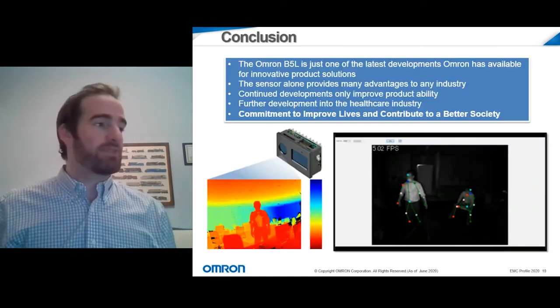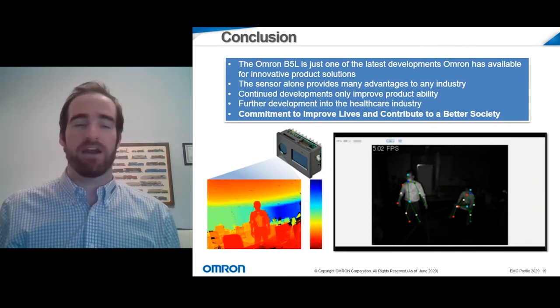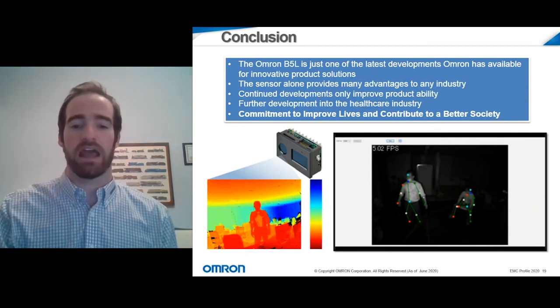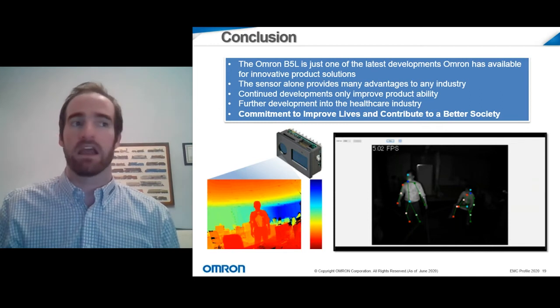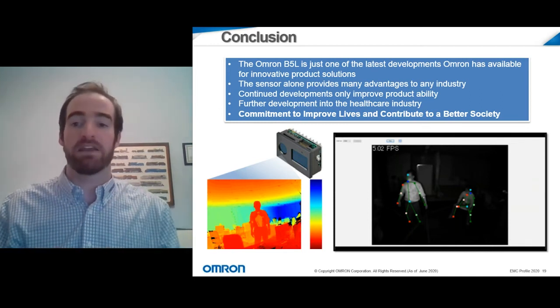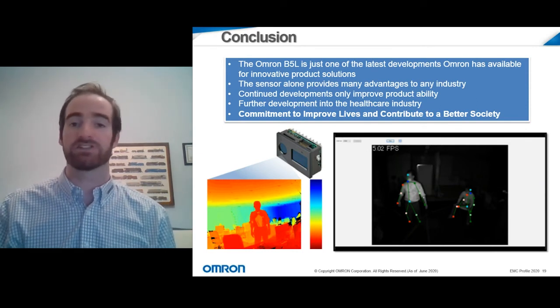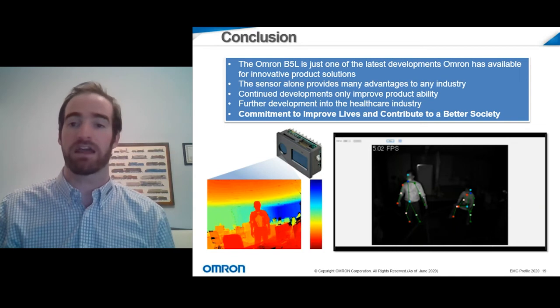So as we wrap things up and go to our Q&A session, the Omron B5L Time of Flight sensor is just one of the latest developments that Omron has in our sensing product line and for our innovative product solutions. The sensor alone provides many advantages to any industry, including automated mobile robots, industrial, and people monitoring applications.